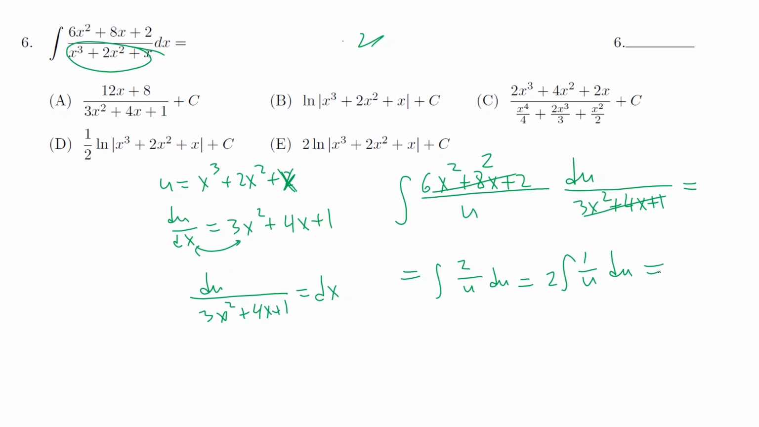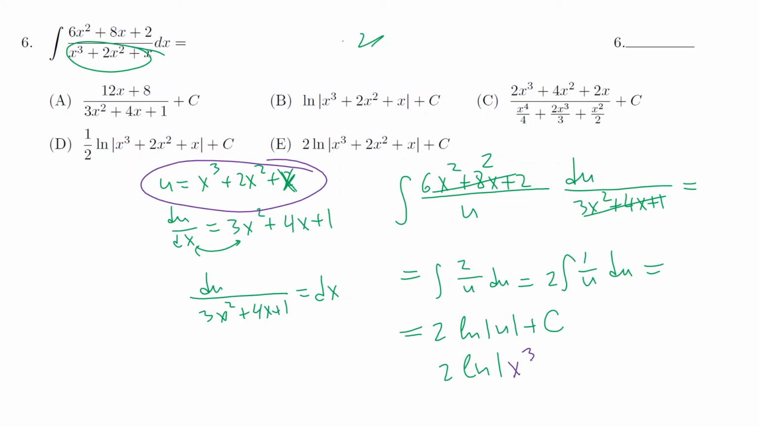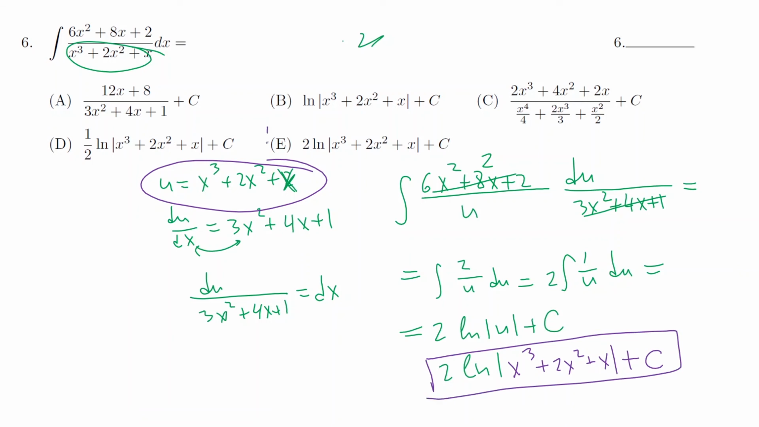Now this is equal to 2 ln of the absolute value of u plus c. And let's just plug it in. 2 ln of our u, which is right here, x cubed plus 2x squared plus x, plus c. This is our final answer, and it seems like it is E. Right here, E.